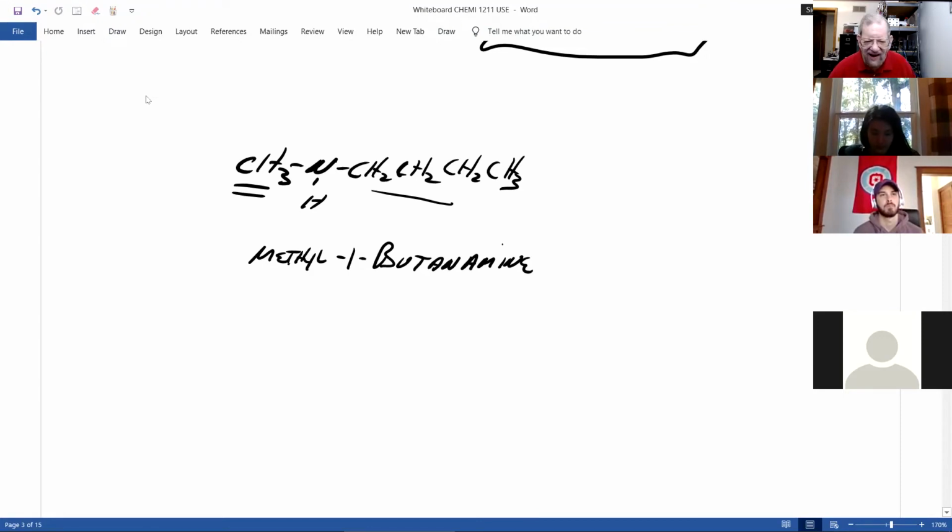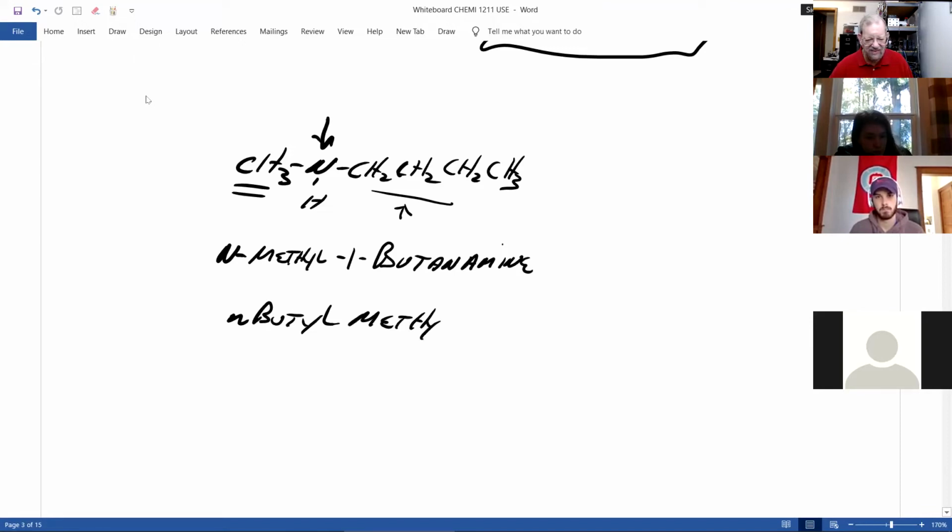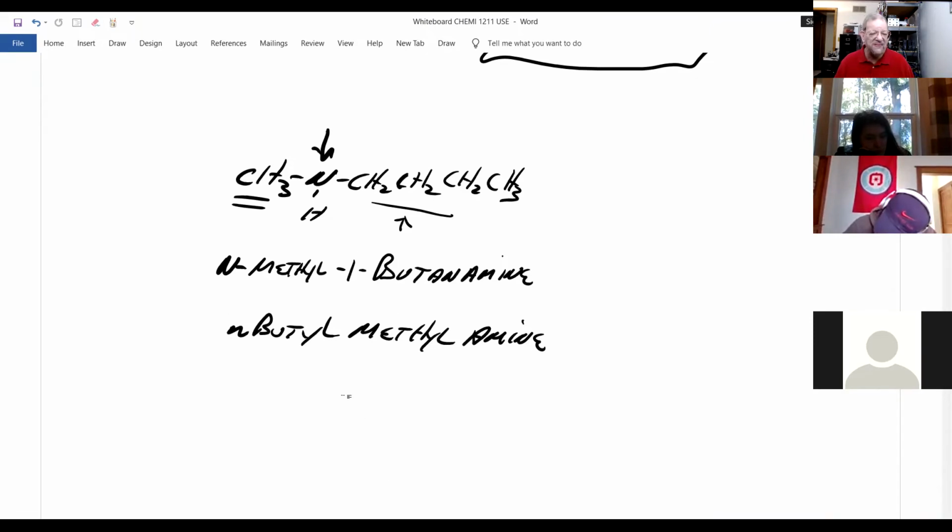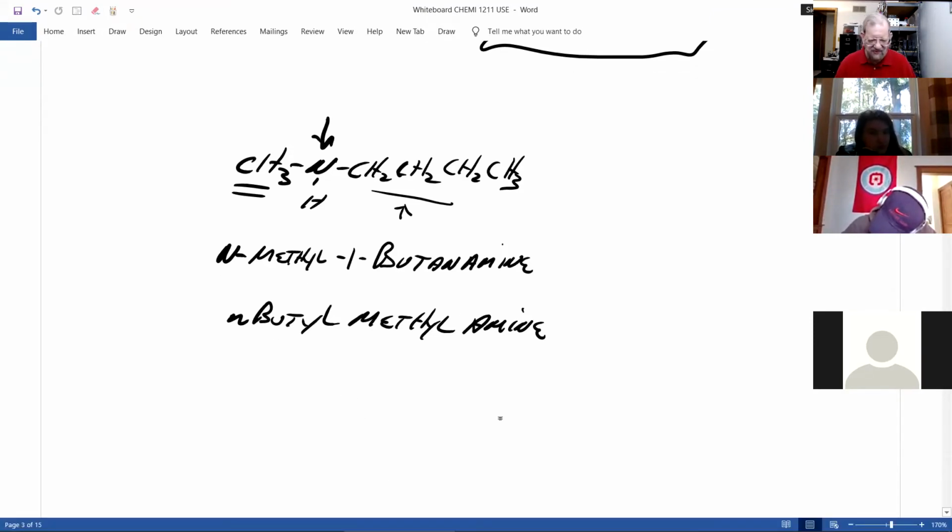And it's not on the chain, it's on the nitrogen. And we do this, capital N says N-methyl-1-butanamine. But the common name is N-butylmethylamine, which is a lot easier, at least in my mind, to generate as opposed to the IUPAC. And that's how you do amines.